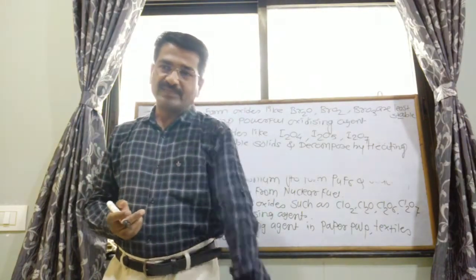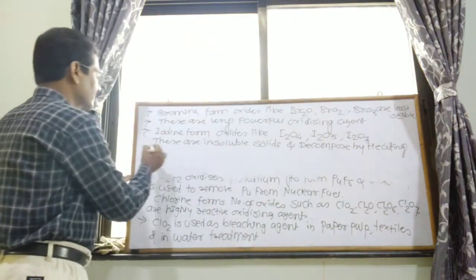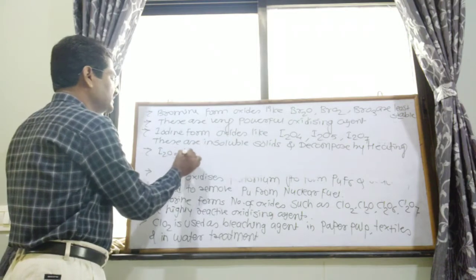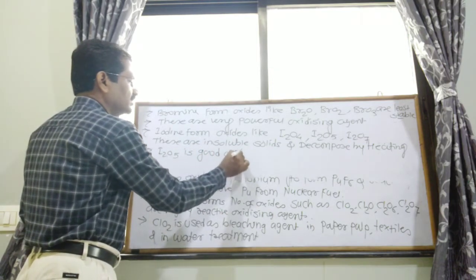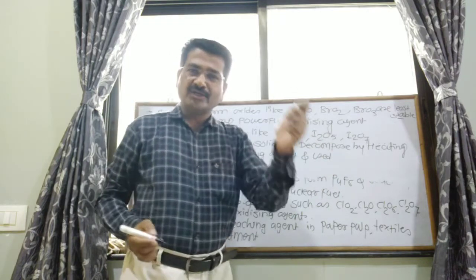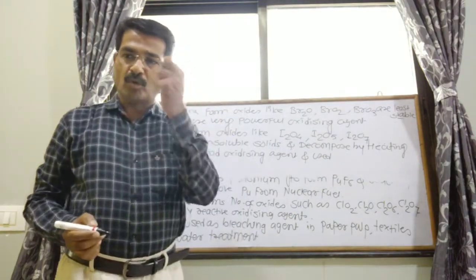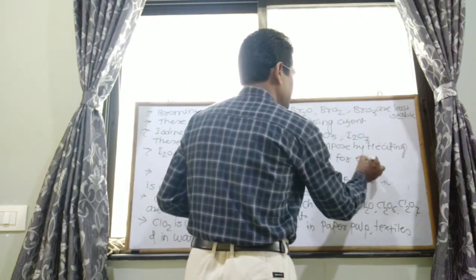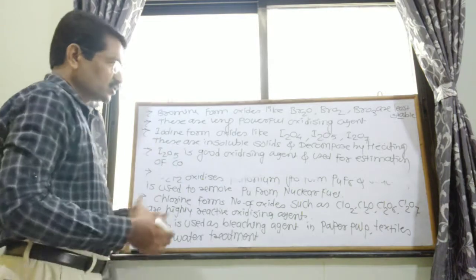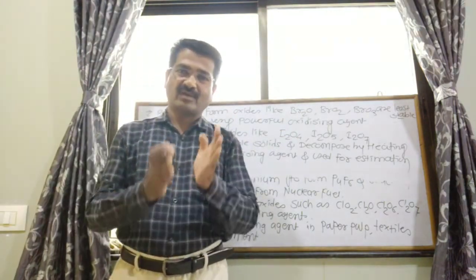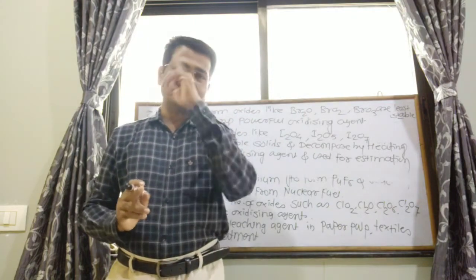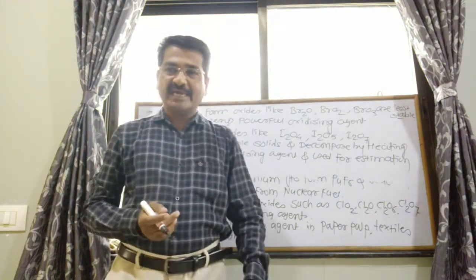In the oxides of iodine, I2O5 is a very good oxidizing agent and is used for estimation of carbon monoxide. So all these are the oxides of halogens, that may be chlorine, bromine and iodine. All these oxides of halogens are used as oxidizing agents.